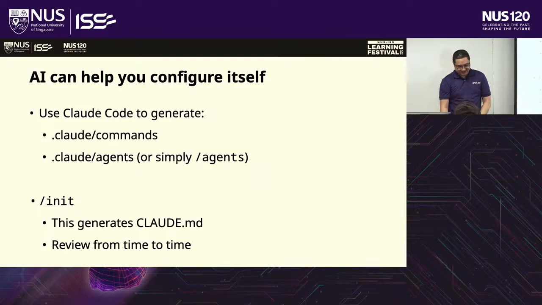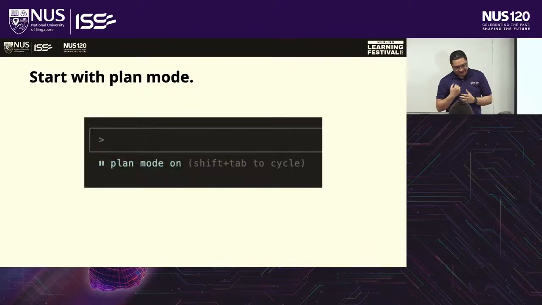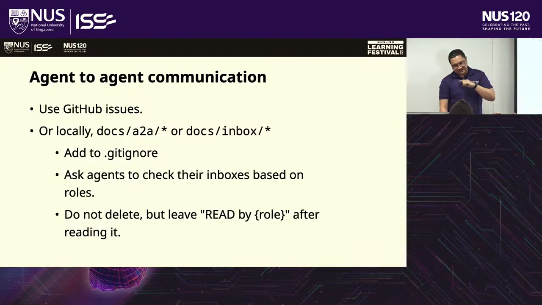Generate commands, generate agents. You can even use /init to generate the Claude.md for you. It will go through your project files and generate for you, but make sure you review it from time to time as well, because your project grows and your needs change. And start with plan mode, because it blocks the action part. It asks the AI to think first before it does. Just like a human, you want it to think first before you do something, so start with plan mode.